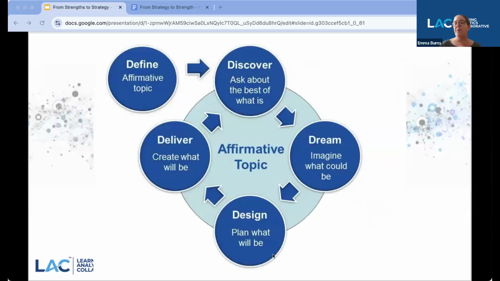So we have this 5D model in appreciative inquiry. We start by understanding the topic, and then discovering and thinking about all the things we do well about that topic. And then we dream and imagine, what could it be if I did that even better? Then we make a plan to develop and implement it. So I tried this in my classroom, and it was a real game changer for me.